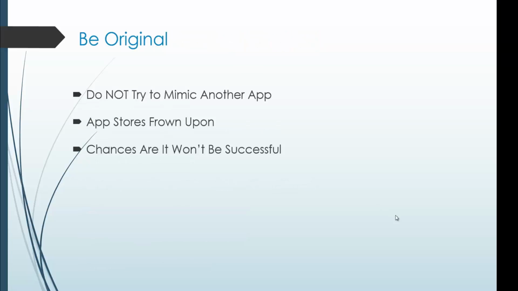So be original. Don't try to mimic another app store page. In anything in mobile app development or any kind of development, you want to have your own brand and your own identity. The app stores definitely frown upon that. They can remove your listing for any reason. So if you're just straight out copying someone, then that's not good for you. Chances are it won't be successful if you're copying someone's, not just their app, but their app page.